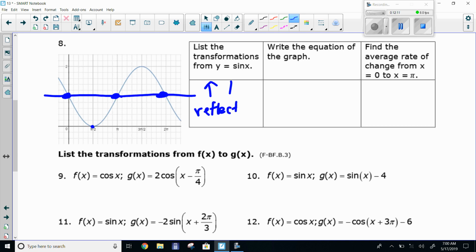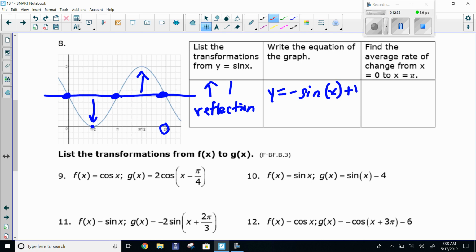That means that when we write the equation, there's going to be a negative in front. So it's going to be y equals negative. The amplitude still appears to be 1 because it goes 1 down and 1 up. So it's going to be negative sine. The period is still 2 pi, so that means that we just put an x in here, and then we have to go up 1.